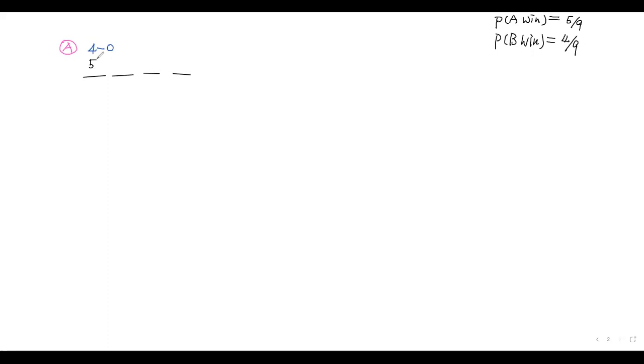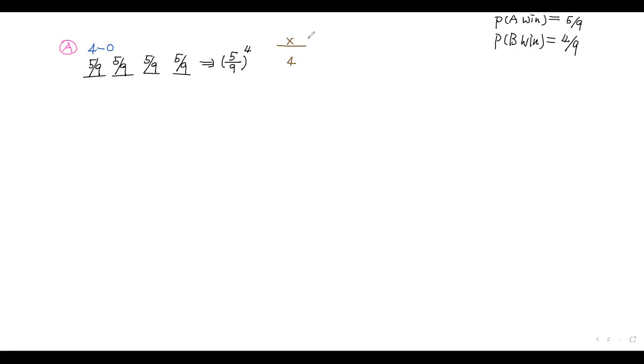So each time A wins is 5/9, 5/9, 5/9, 5/9, right? So what is the probability here? This will be 5/9 to the 4th power. And what is the number of games here? Total games is 4, right? So when you find the expected value, just multiply it.